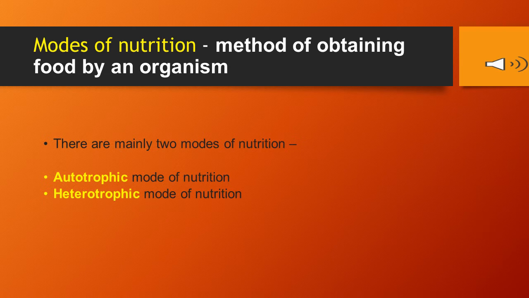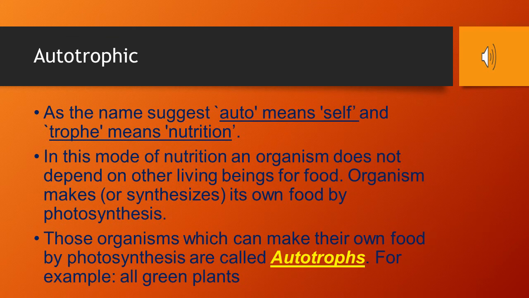Depending on the modes of obtaining nutrients, all the organisms can be classified into two major groups. These are well known to you. First is autotrophic mode of nutrition and second is heterotrophic mode of nutrition. So the first mode of nutrition is autotrophic. As the name suggests, auto means self and troph means nutrition. If the organism is preparing its food on its own, that nutrition is autotrophic nutrition.